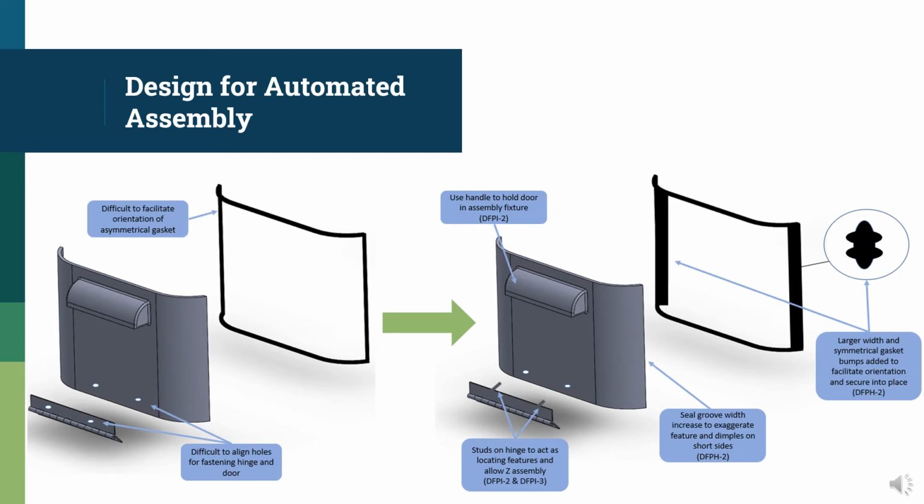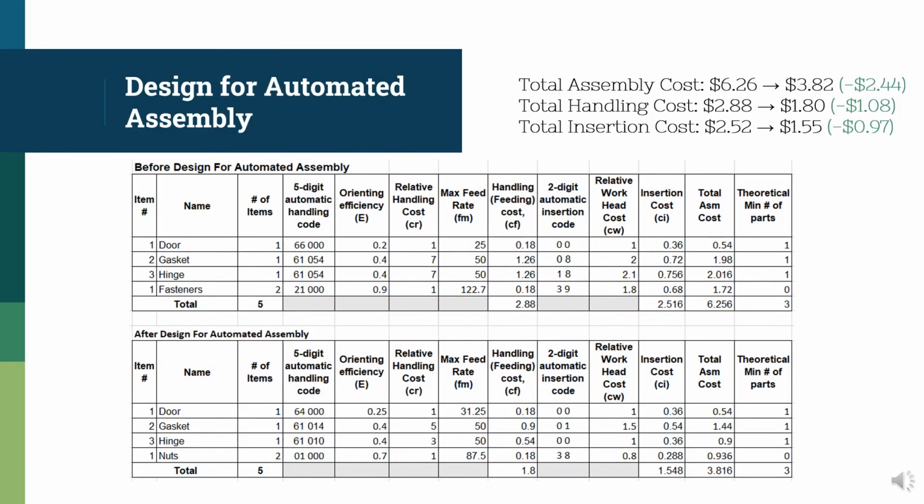In addition, we used the handle to hold the door in the assembly fixture, as well as exaggerated features on the seal groove and gasket to facilitate orientation and secure the seal in place. This resulted in a total savings of $2.44.